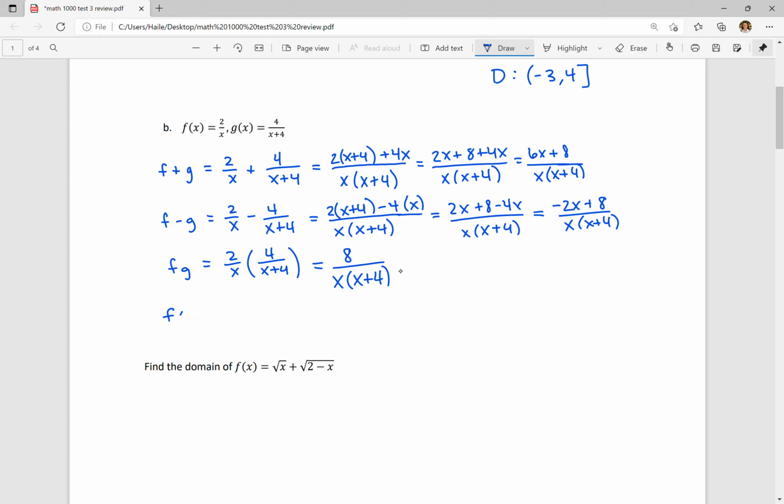And finally, for f divided by g, we'll have 2 over x divided by 4 over x plus 4. So remember, to divide two fractions, we want to take the bottom fraction and flip it and multiply. So we have 2 over x times x plus 4 over 4. 2 goes into 2 one time, 2 goes into 4 twice. So what we get is x plus 4 over 2x. So those are all four of our functions that we needed to find. And now we can find their domains.